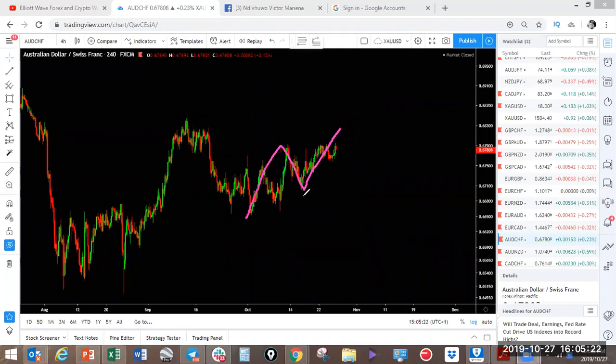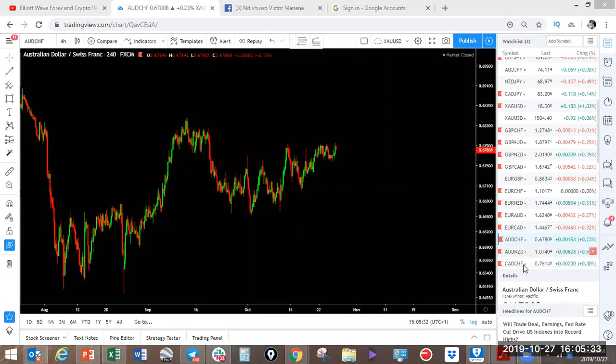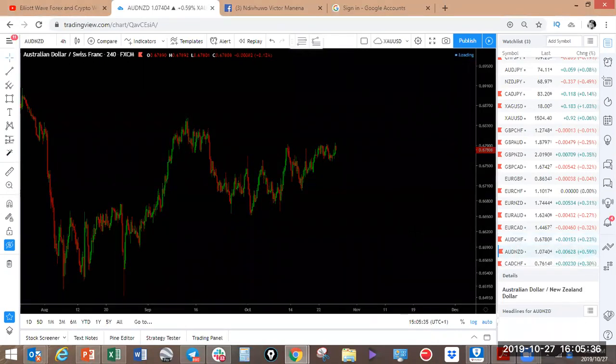Not that big. 1, 2, 3, 1, 2, 3, 1, 2, 3. Only back to this level. So this will be the trade that you're looking for. That's AUDJPY.